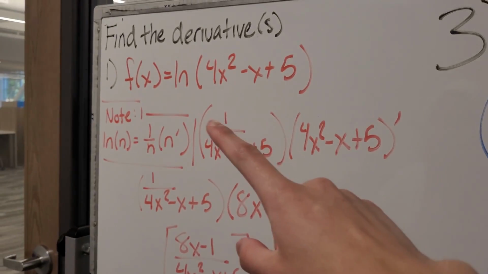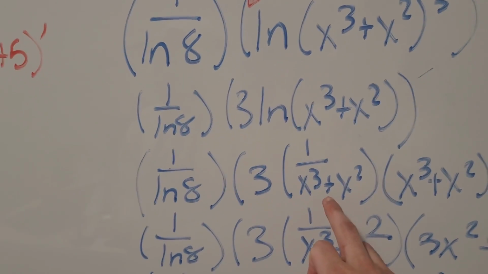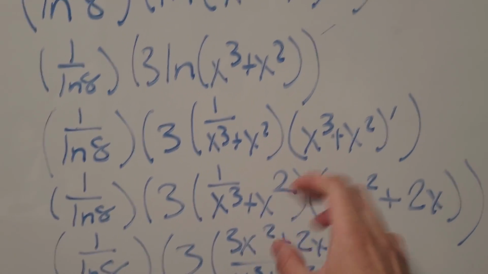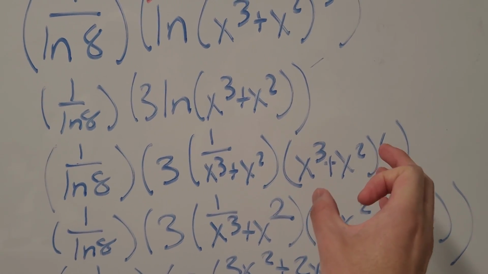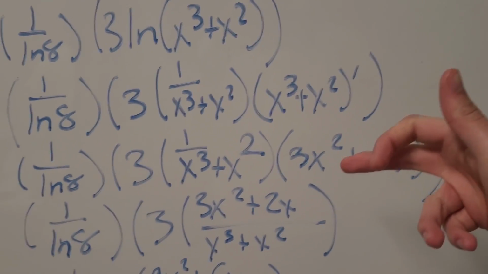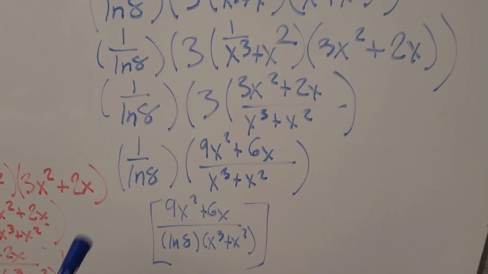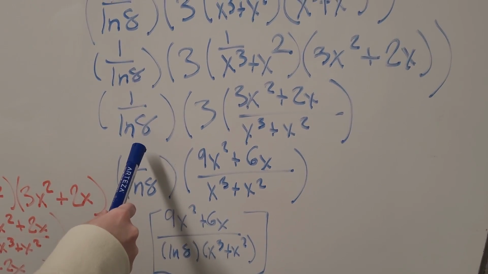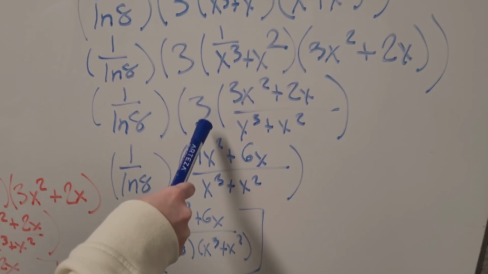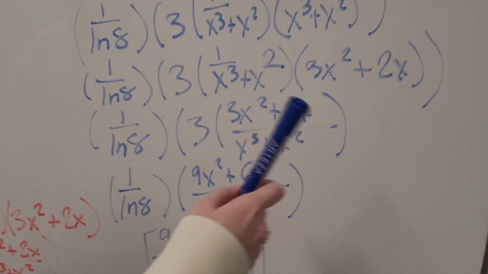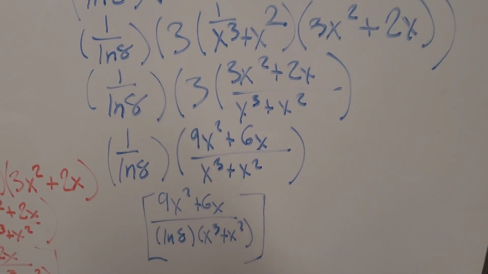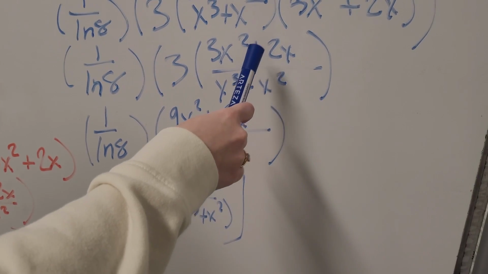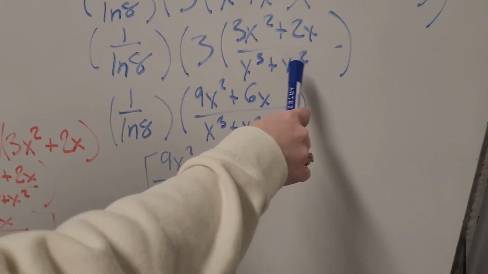What we've done here is just as the previous one: we have 1 over n, which is this. We are not touching this anymore, and we're only looking at this part to derive. And so we are deriving this, and that's how we get this. And now here we combine the two equations. So we have 1 over ln 8, and now we have 3. The 3 still stays consistent because we're just taking care of these two parentheses. So 1 times 3x to the second plus 2x becomes 3x to the second power plus 2x over x to the third plus x squared.